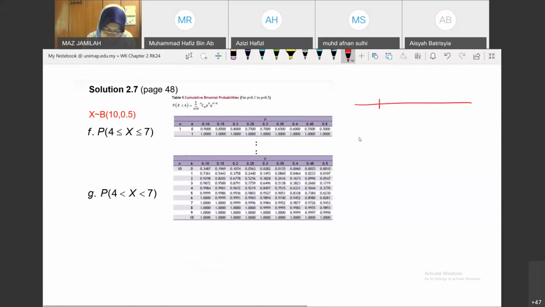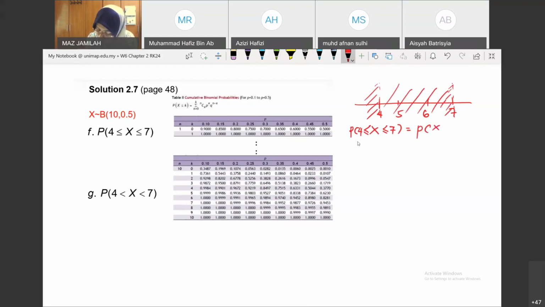Means that it's between 4, 5, 6, 7. Okay, you are talking about 4, including 4 until less than 7, so you are talking about this area. So how are we going to find this particular answer? So P(x) between 4 to 7 will be what?